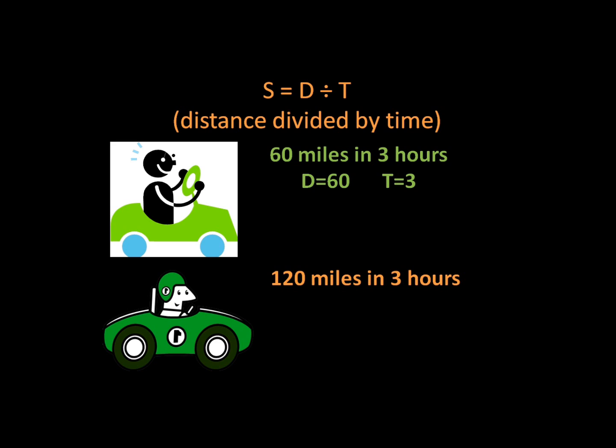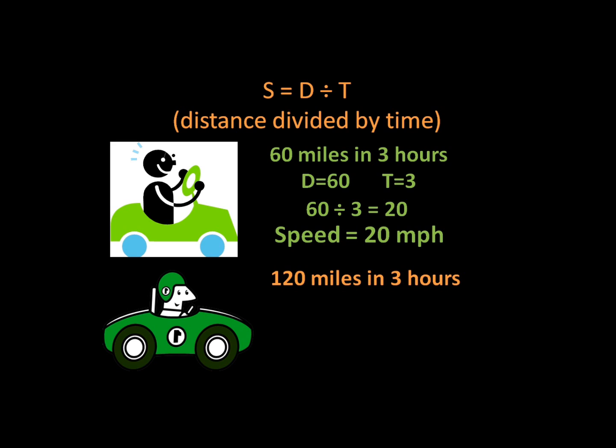Plug in the speed formula. Speed equals distance divided by time. So we take the distance, 60 miles, and divide it by the time, 3 hours. 60 divided by 3 equals 20. Now let's look at the units. We measured the distance in miles and measured the time in hours. So the average speed of the slow car was 20 miles per hour. This means that the car traveled an average speed of 20 miles every hour, so that after 3 hours, it had traveled 60 miles.